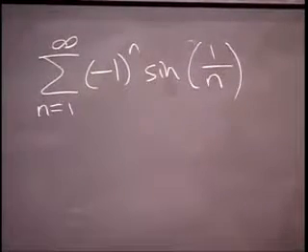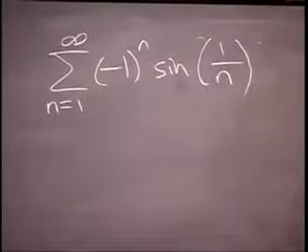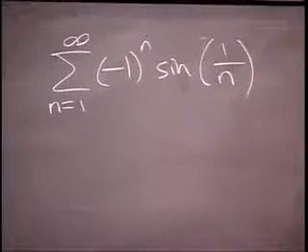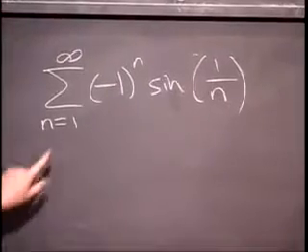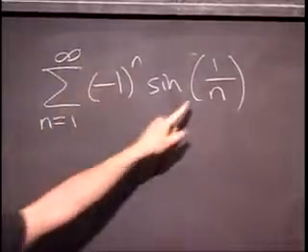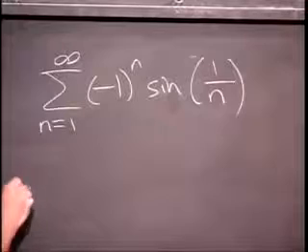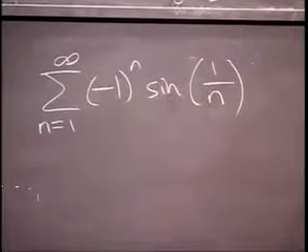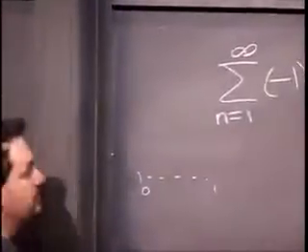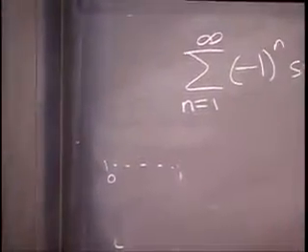Converge or diverge? Well, first note that it's alternating, so there are negative terms. You might think the sine gives you negative terms as well, but it doesn't. Because n goes from 1 to infinity, 1 over n goes from 1 down to 0: 1, a half, a third, a quarter. And so sine of a number between 0 and 1 is always positive. So this is actually positive.